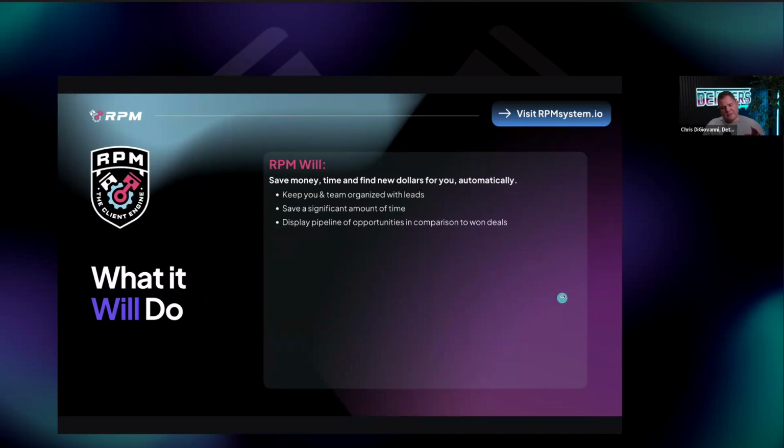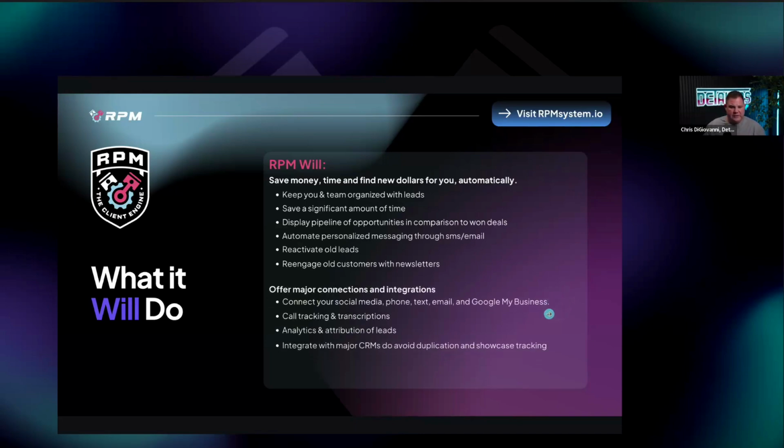It's going to save you a significant amount of time. It's going to display the pipeline of opportunities so you can quickly understand what's won, what's in process, and what's about to be bought. It personalizes messages. It reactivates old leads. It re-engages old customers with newsletters. And the biggest thing is it connects with all your social media, your phone, your text, your email, your Google business. Call tracking is my favorite. We built a whole call tracking system in this, analytics, attribution, and it integrates with all the major CRMs to avoid duplication and showcase that tracking.